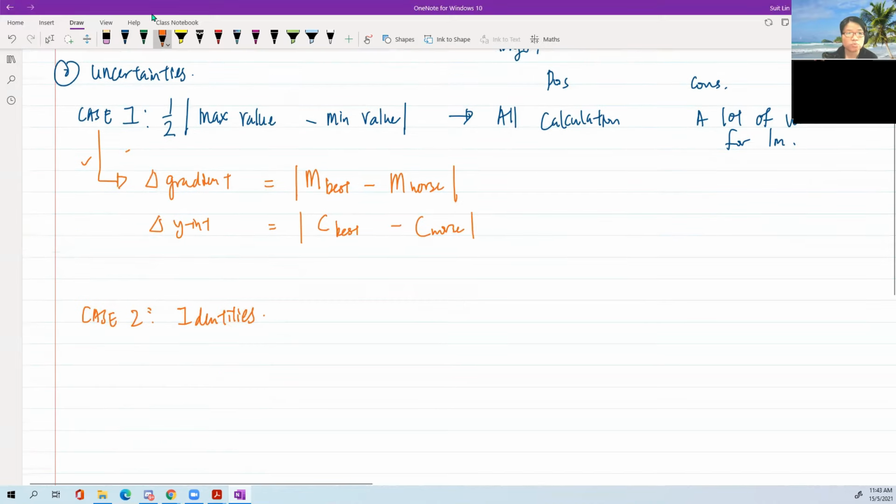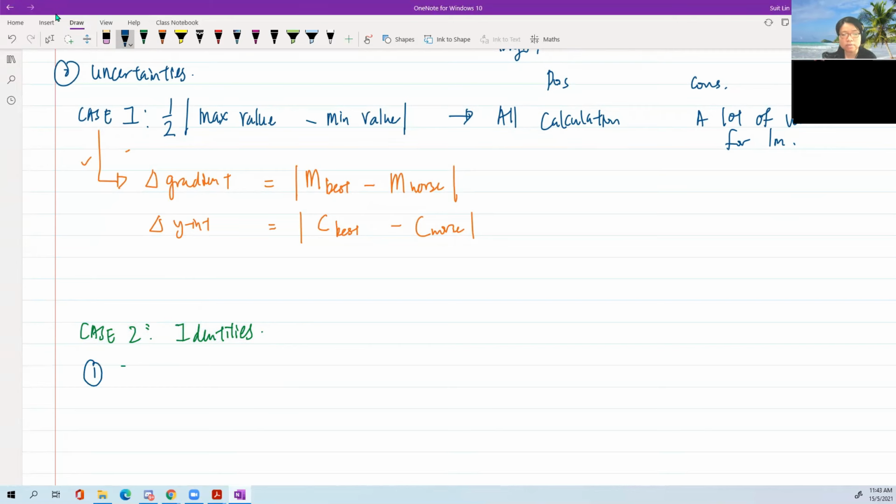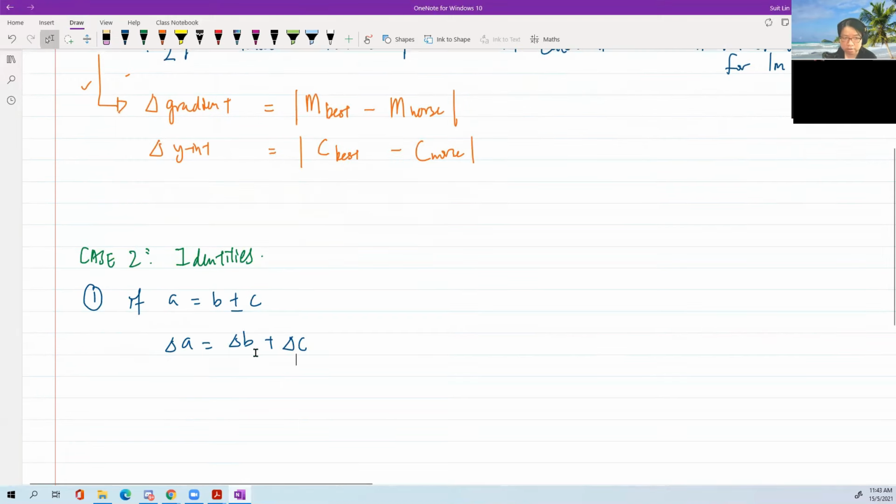Next one, case 2. We can deal with identities, but we can only deal with identities if, let's say, we know the equation. So if we don't know the equation, then you cannot deal with identities. So the first identity we have is, if A is B plus C or minus C, then the uncertainty of A is the uncertainty of B plus uncertainty of C. The more measurements you take, the more uncertainty you have.